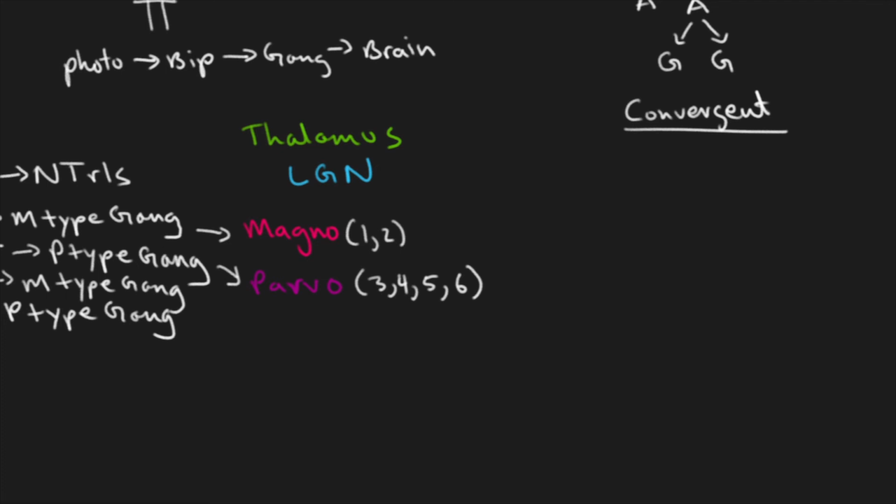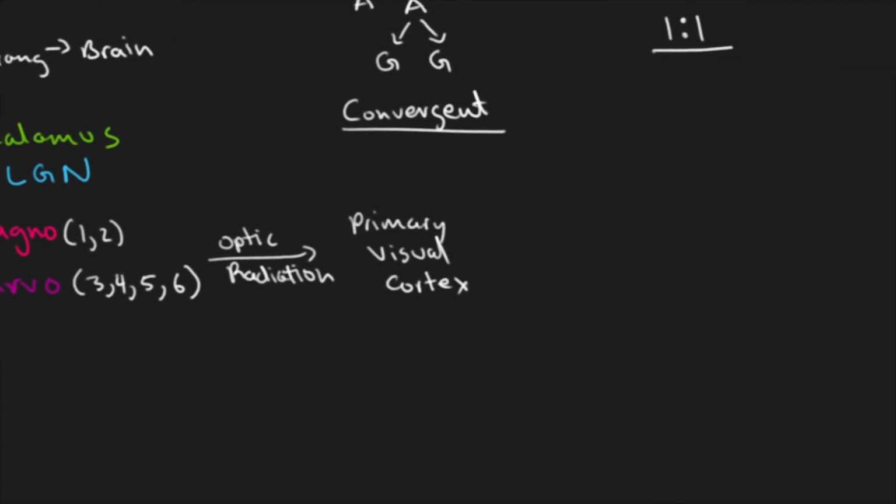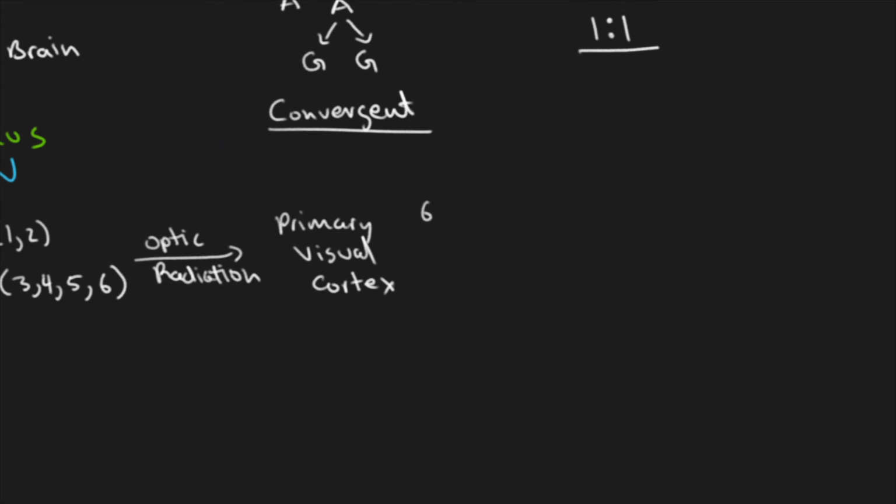The axons from the magnocellular layer and the parvocellular layer will then go through something called optic radiation, which is basically the pathway from the thalamus to the primary visual cortex. The cortex is comprised of 6 layers, and the axons of the magnocellular layer and the parvocellular layer will be sent to the 4th layer.